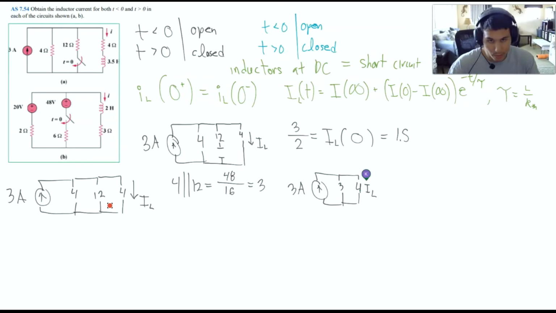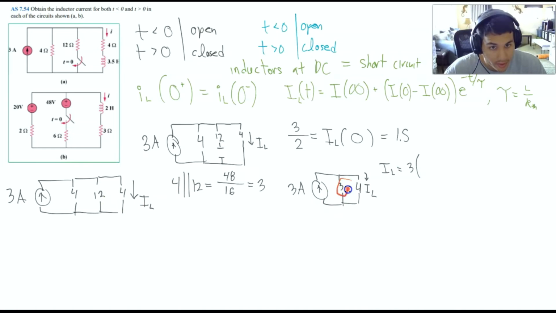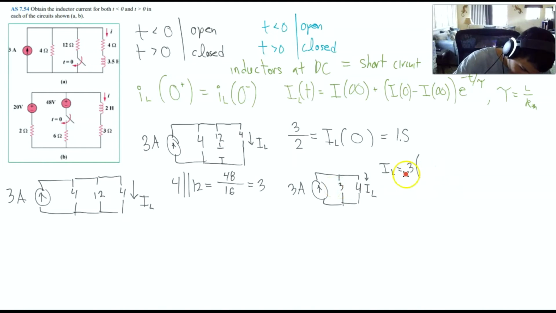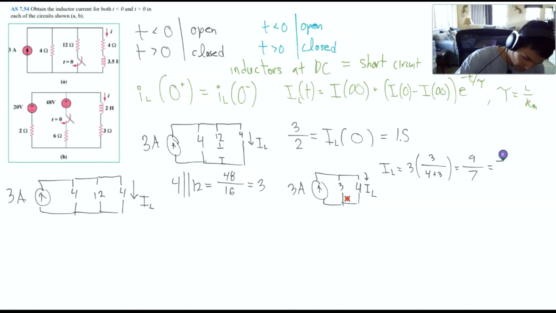Okay, now we can use our current division. So IL is equal to the source multiplied by this, right? When we're talking about current, for the current division formula, remember we always think about the opposite for the numerator. And then we add them both together, 4 plus 3. And what is this? This is 9 over 7. And this is equal to IL of infinity.